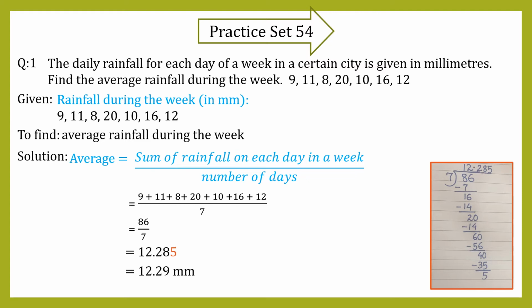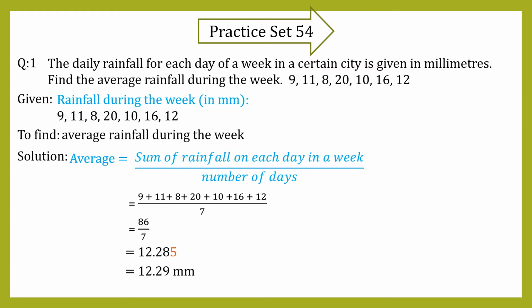Okay, so we can come to the conclusion, that is the final statement. Therefore, the average rainfall during the week is 12.29 millimeters.